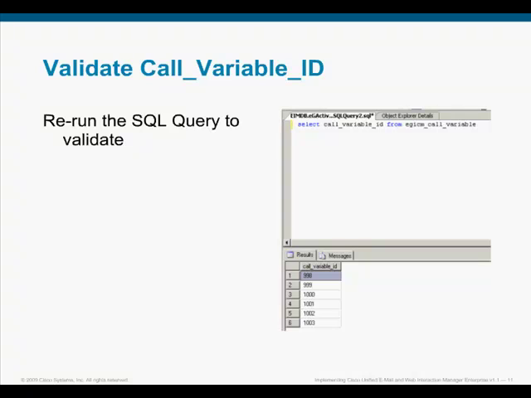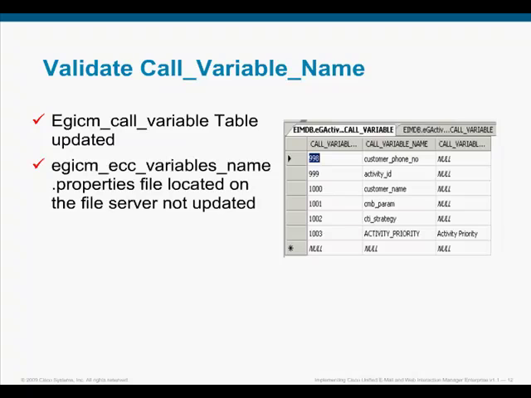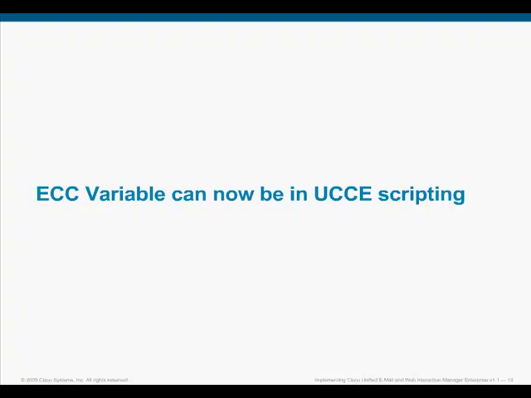If we run our call variable ID SQL query again, as you can see from the results, we have our newly created call variable ID of 1003. Looking at the EG ICM call variable table, we see that the new activity_priority variable has been added. Also note that the ECC Variables_name.properties file on the file server will not be updated. You will now be able to use your ECC variable in ICM scripting.